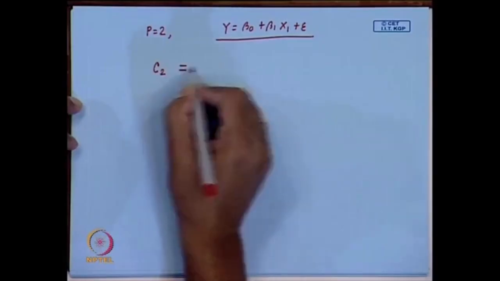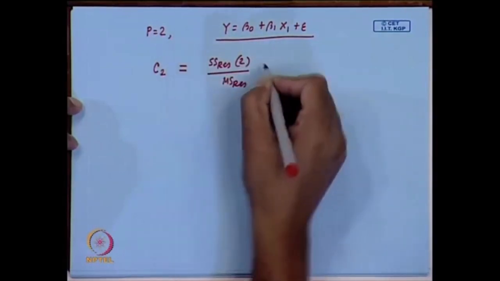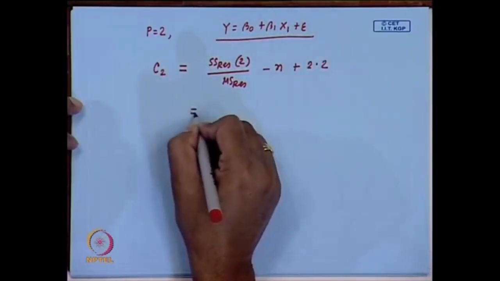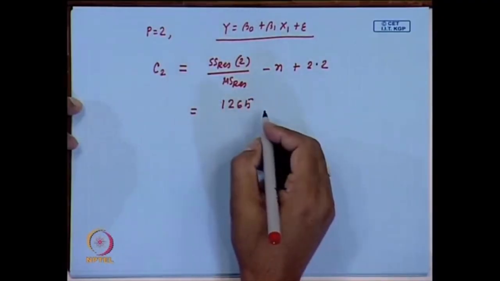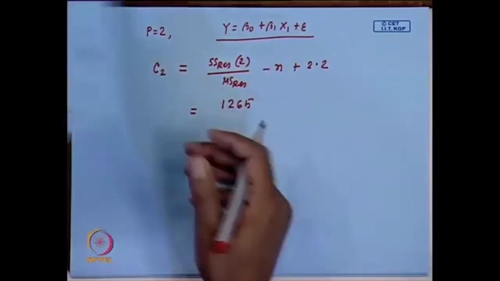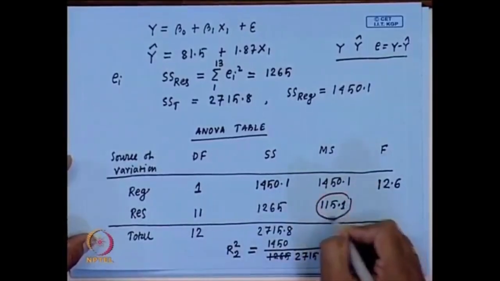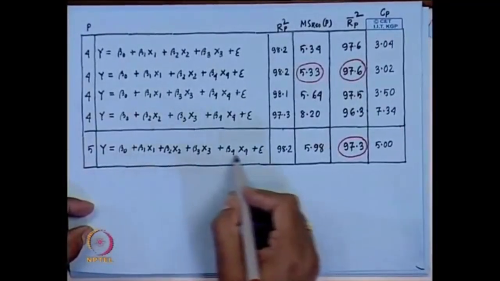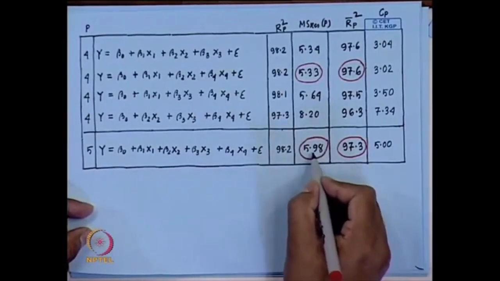C 2 is, I said, S s residual 2 by M s residual minus n plus 2 into p, so 2 into 2. So, this one is nothing but 1, 2, 6, 5, this is the S s residual. Do not take this M s residual, this M s residual is for the full model. Where is the full model? Here is the full model, and you take this M s residual value. So, this is the M s residual for the full model.